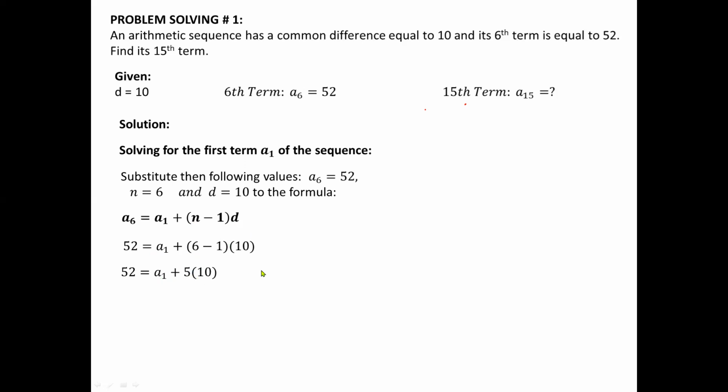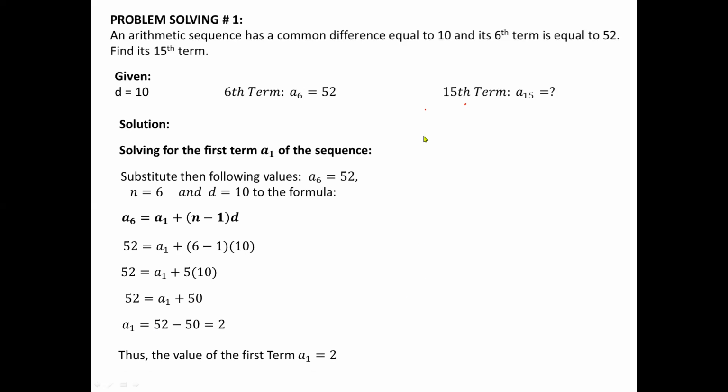But 5 times 10 is 50. That is why we have 52 is equal to a sub 1 plus 50. If I will transpose 50 to the left-hand side of the equation, it will become minus 50. Yan. That is why ang value ng ating a sub 1 is equal to 2. Diba? Pero mas madali yung kanina kasi direct. Okay? Now, a sub 1 is equal to 2.